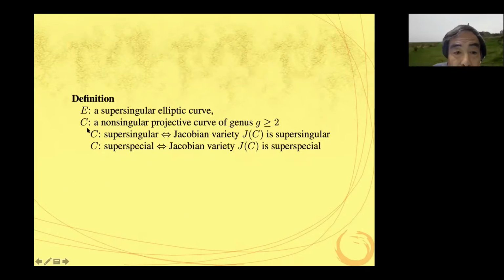And we consider a non-singular projective curve of genus g, which is greater than or equal to 2. Then the curve C is called supersingular if the Jacobian variety J(C) is supersingular. And also, the curve C is called superspecial if and only if the Jacobian variety is superspecial. This is our main tool.